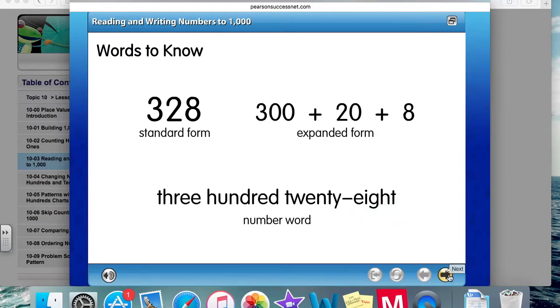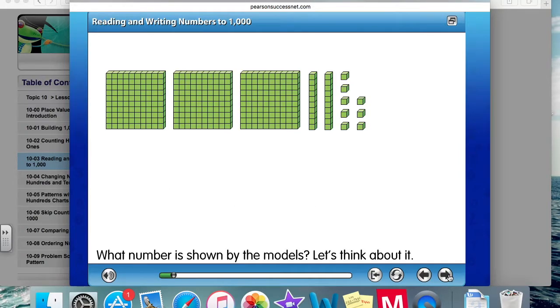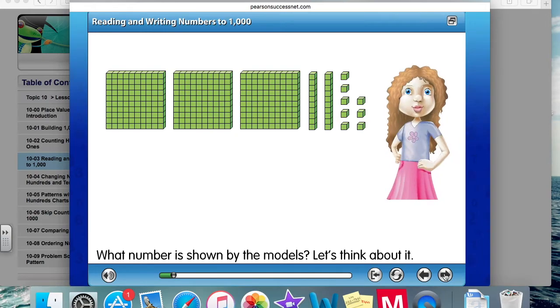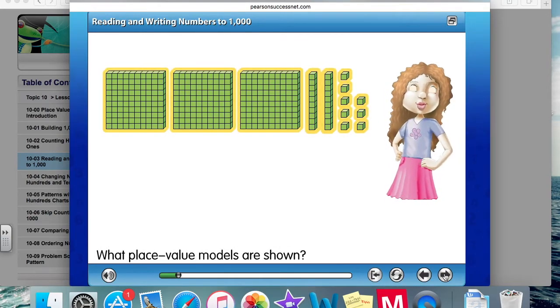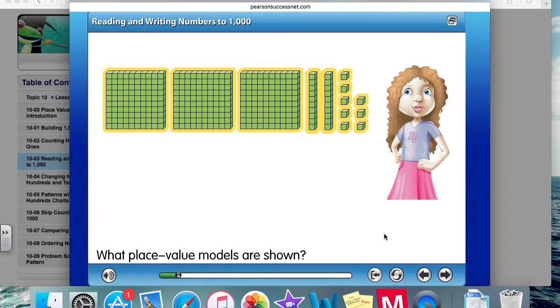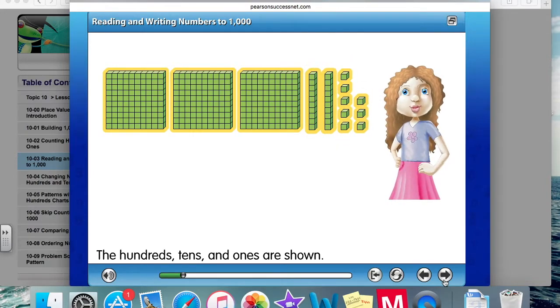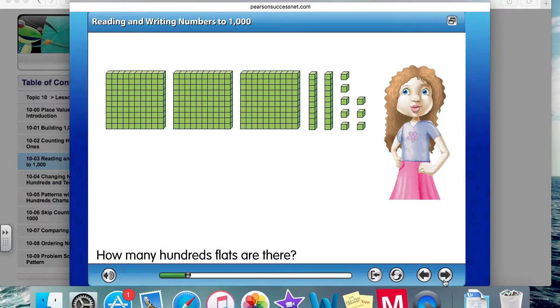What number is shown by the models? Let's think about it. What place value models are shown? So over here we have hundreds flats, 10 rods, and 1 unit. The hundreds, tens, and ones are shown. How many hundreds flats are there? So if we count the flats, we have 1, 2, 3 flats. There are 3 hundreds flats.